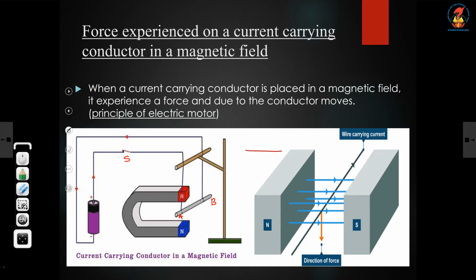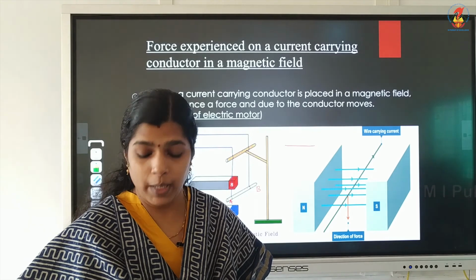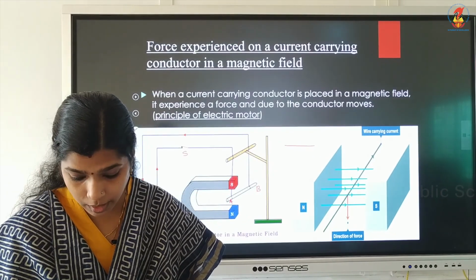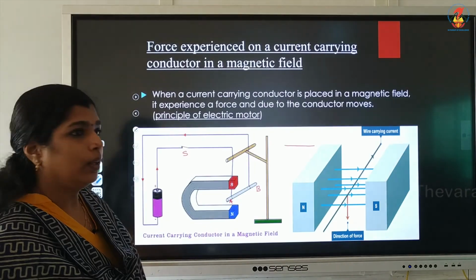So this is the working principle of an electric motor: a force experienced by a current carrying conductor when placed in a magnetic field. Okay. Thank you.